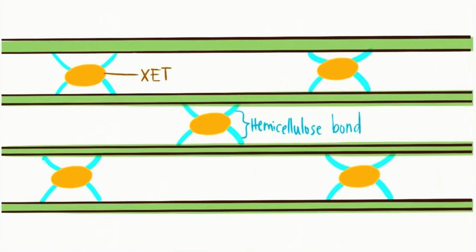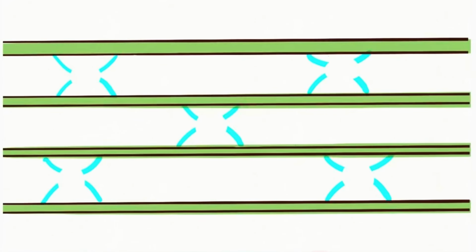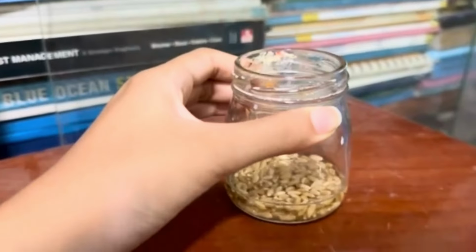Gibberellin stimulates an enzyme known as XET in the cell walls of the stem. XET breaks bonds within hemicellulose molecules so that the cellulose microfibrils can move further apart, allowing cell walls to expand. It works in 2 steps.